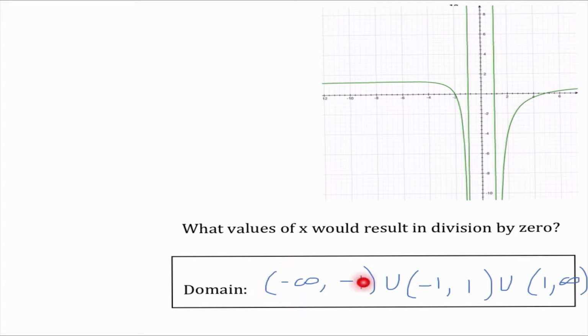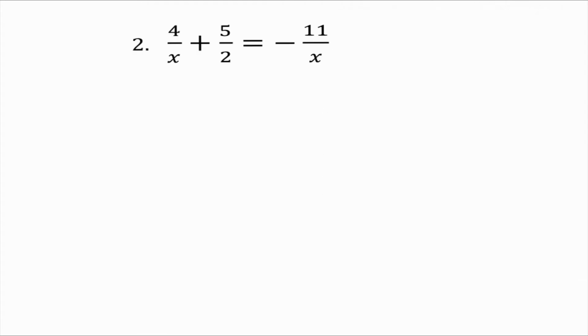So notice I have 3 different parts of my domain because I have 3 different parts of our graph. Also notice our unions are where the asymptotes are. So it's like I have an asymptote at -1, that's where our union is. I have an asymptote at 1, that is where our union is.